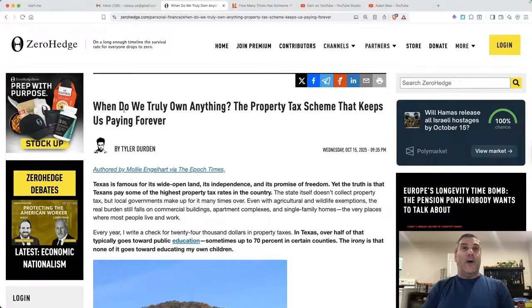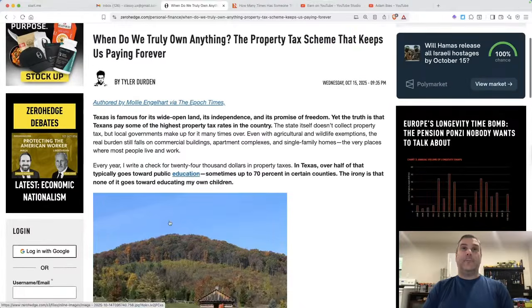When do we truly own anything? The property tax scheme that keeps us paying forever. Authored by Molly Engelhart via the Epoch Times. It says, Texas is famous for its wide open land, its independence, and its promise of freedom. I don't know about that. I'm not impressed.